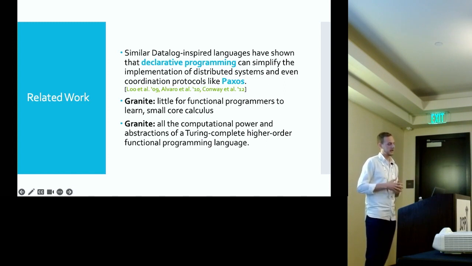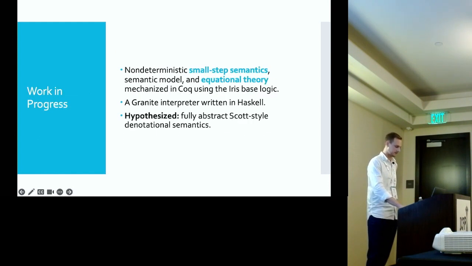And we also think we can come up with a very nice small core calculus to describe what's going on here. So just to give you a heads up about what's going on right now, I am working on a non-deterministic small step operational semantics. We're building a semantic model in Iris, and we're going to use that model to prove out an equational theory. All of this being mechanized in Coq. We're using the Iris-based logic. And then I'm also working on a Granite interpreter that's written in Haskell.